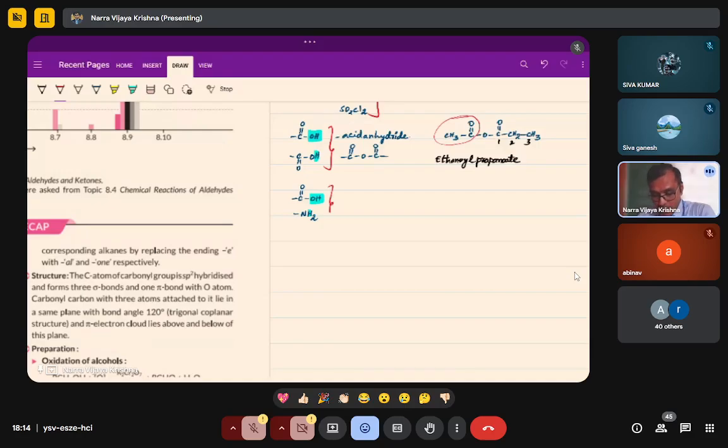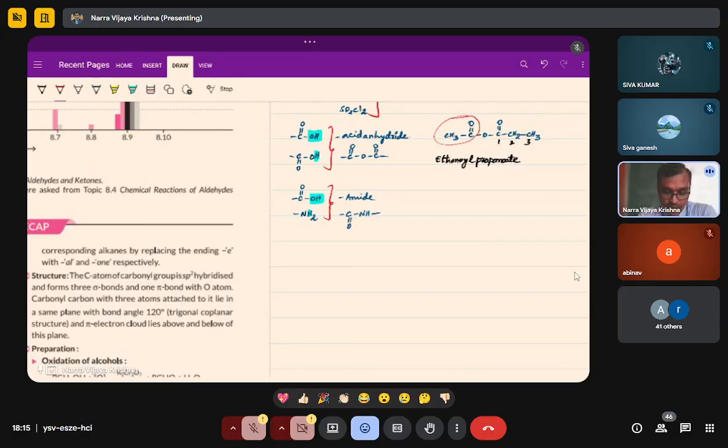Here also remove H2O. Then we call it as amide. C double bond O NH. From here H, from here OH is removed. So amide: C double bond O NH.